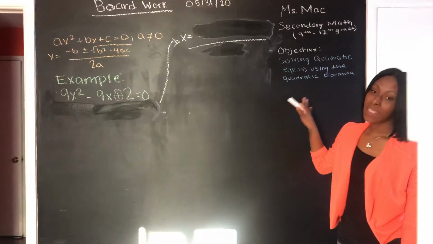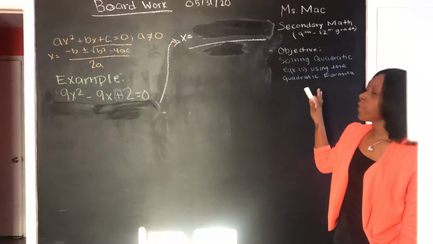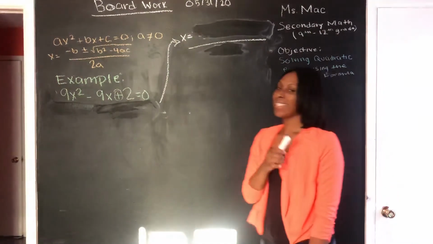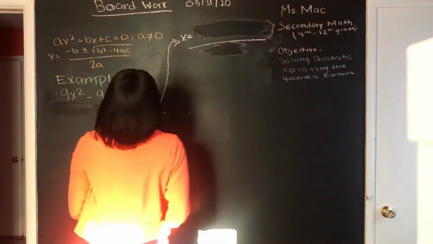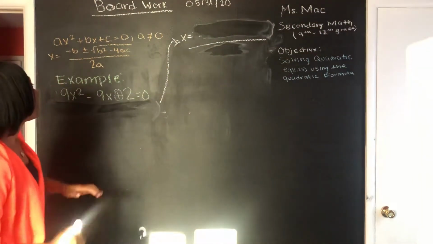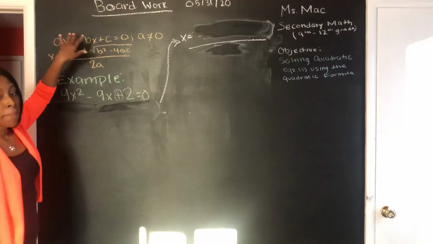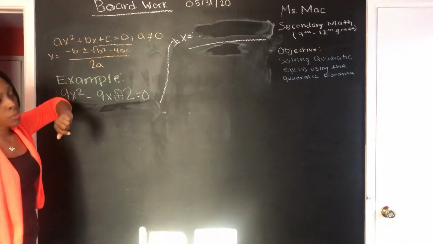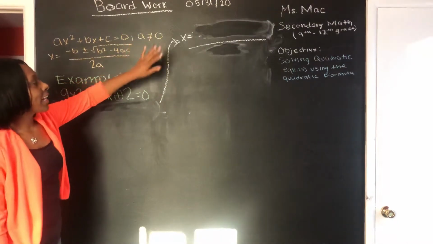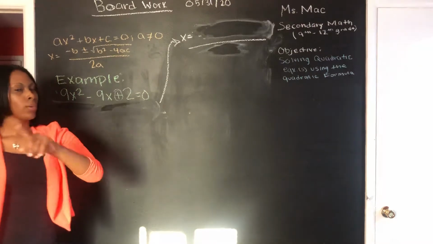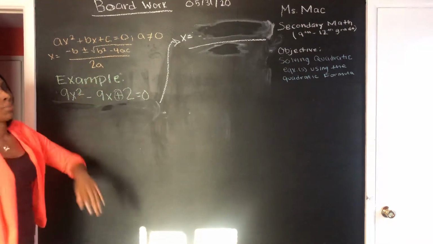Today's objective is learning how to solve quadratic equations using the quadratic formula. Let's get started. So, the quadratic equation is as follows. ax squared plus bx plus c is equal to 0, where a is not equal to 0. If a is equal to 0, then it's a linear equation. We no longer can use the quadratic formula.